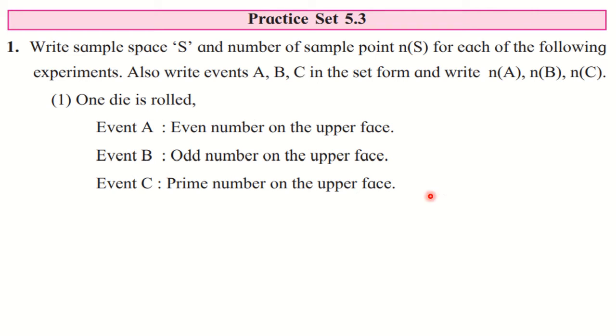Let us write down the sample space and number of sample points. When one die is rolled, you know that it has 6 faces, and the numbers written on those faces are 1, 2, 3, 4, 5, 6. So sample space S is given as, inside the curly bracket, 1, 2, 3, 4, 5, 6, and number of sample points N of S is equal to 6. For every experiment we have to write down sample space S first and number of sample points, and then we are going to write the events according to given conditions.